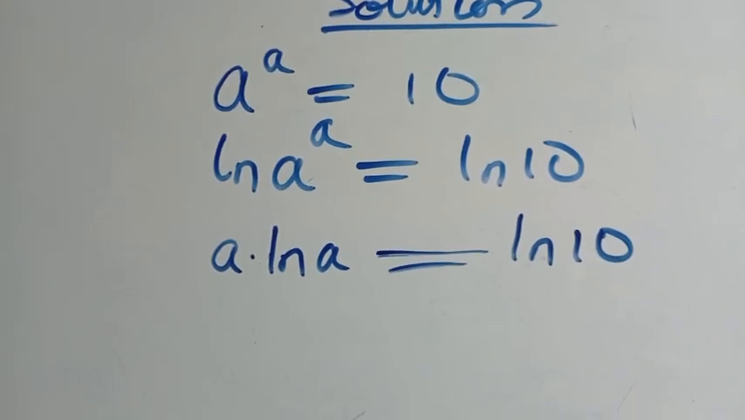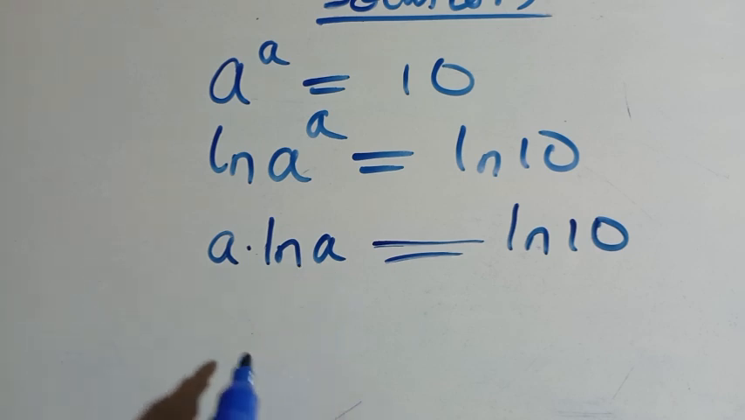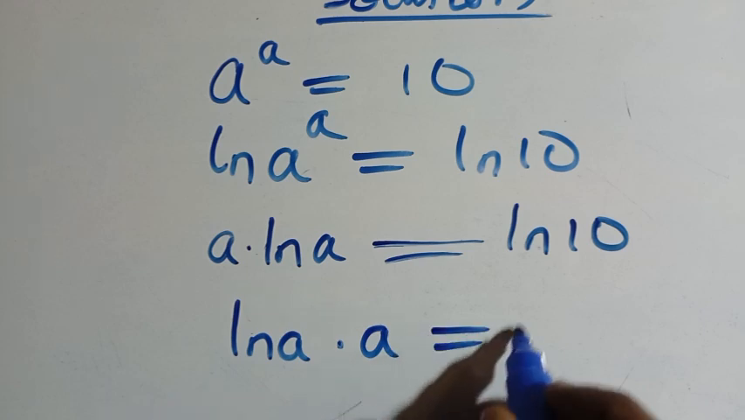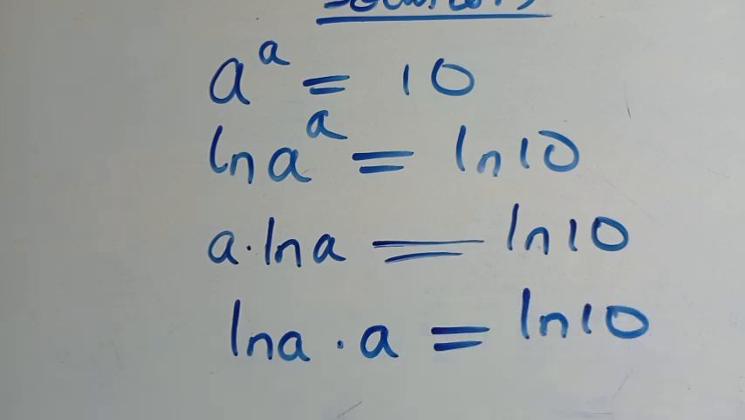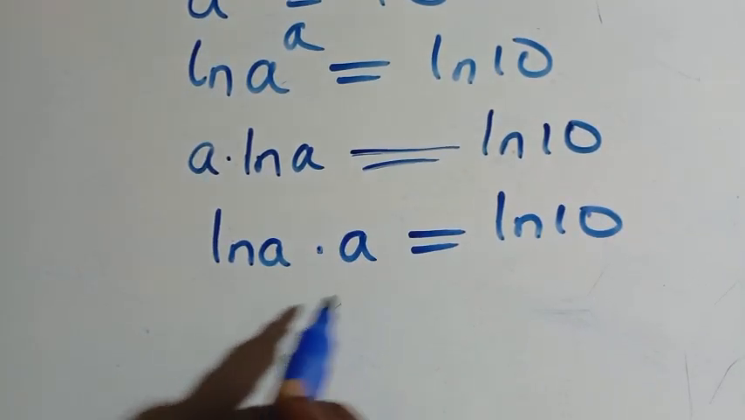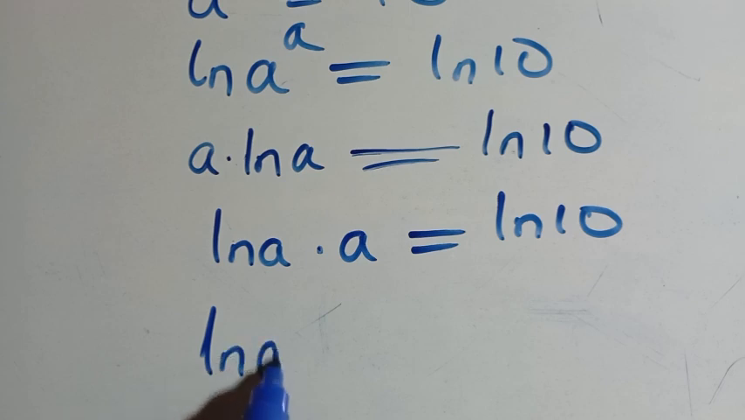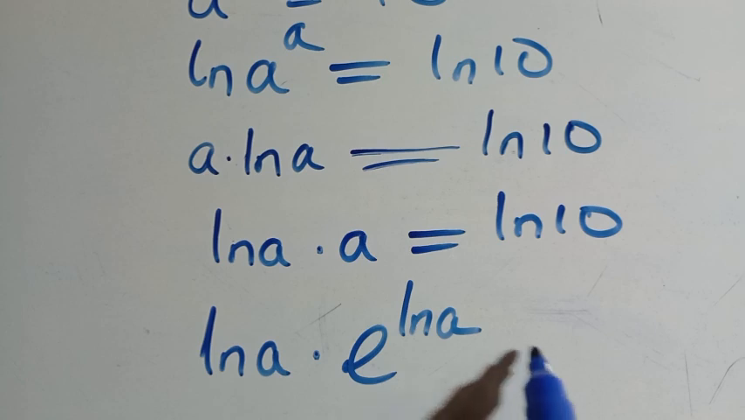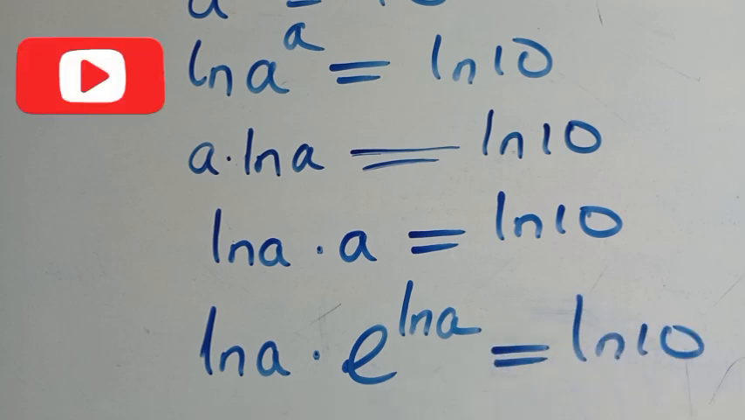And into here, let's try to rewrite this as ln a multiplied by a. So if I write this as multiplied by a, both are still the same. So just like I reposition it, and this equals ln 10. So we have to understand a particular concept here. If this is a, we can write this a as e raised to power of ln a, because e and ln are inverse to each other, so they cancel. So I just use it to manipulate this.